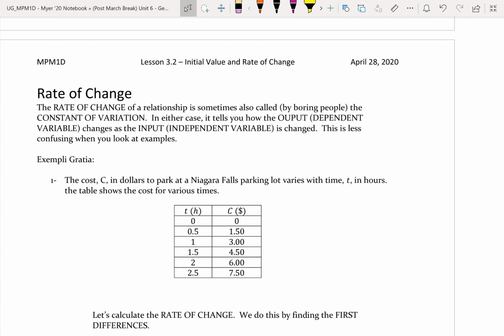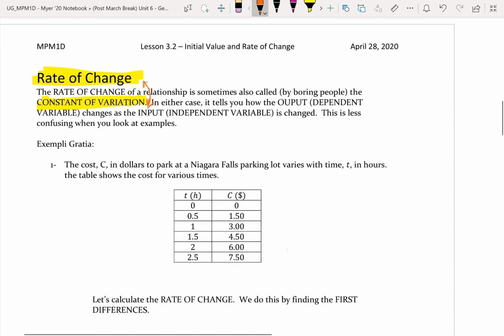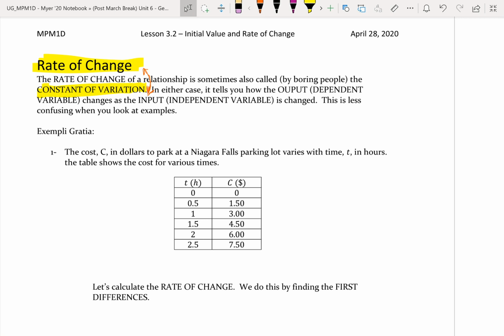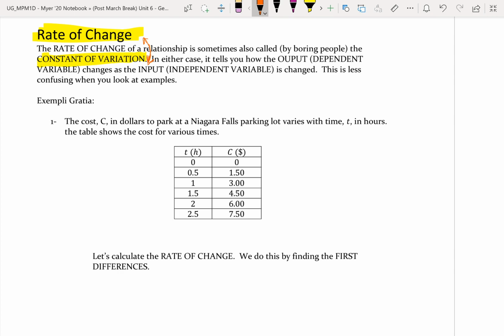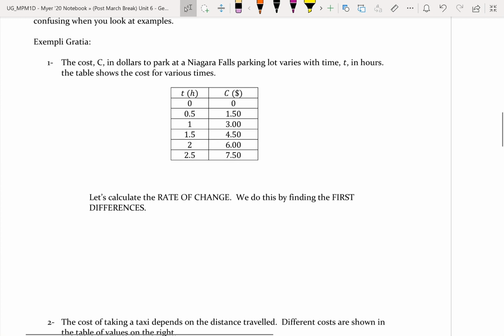Okay, so rate of change. Again, we talked about this as the constant of variation. It's the same thing as the rate of change, so they're interchangeable. But the rate of change makes more sense to people who actually speak English. It tells us the output, the dependent variable, and how it changes as the input is changed. It's whatever thing that, like the number of miles traveled, might affect your fuel economy. In this case, our cost is going to be affected by time.